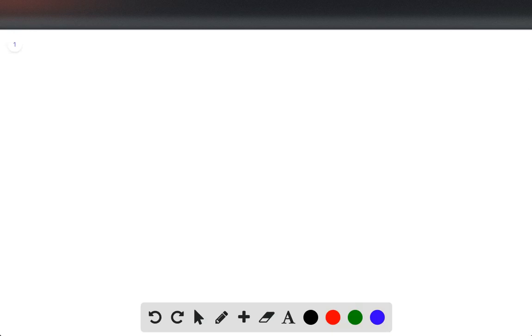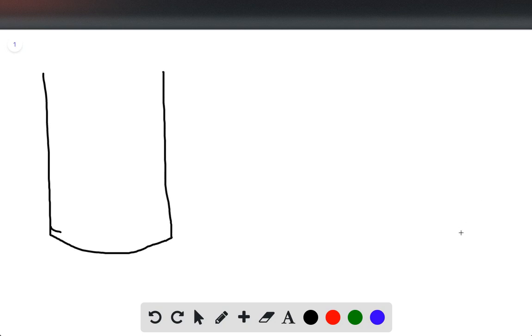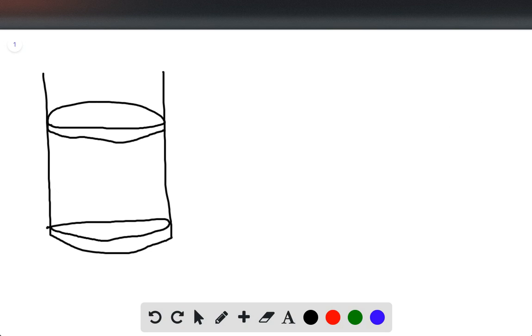We're trying to find how much heat was required for this process. So let's just draw a quick diagram. We have this cylinder, essentially. Let's draw another one there. So we have this cylinder, this piston, essentially.